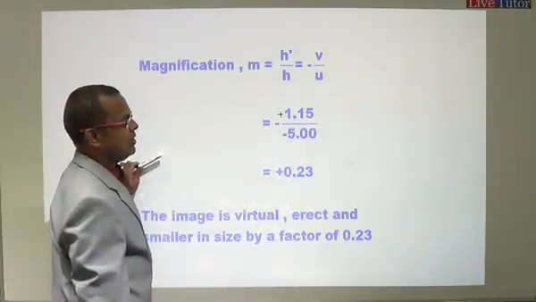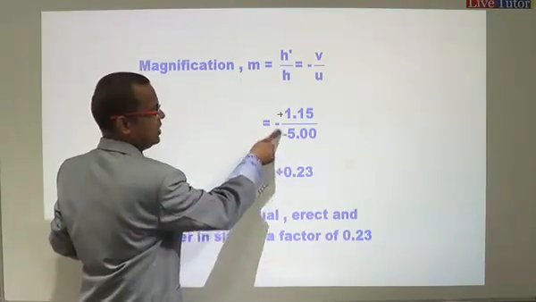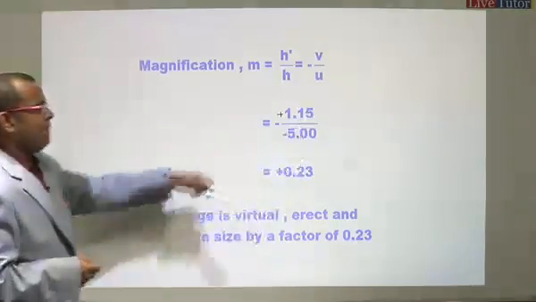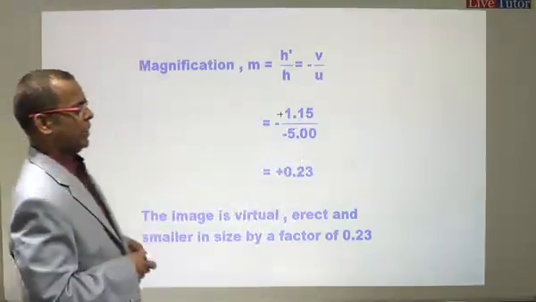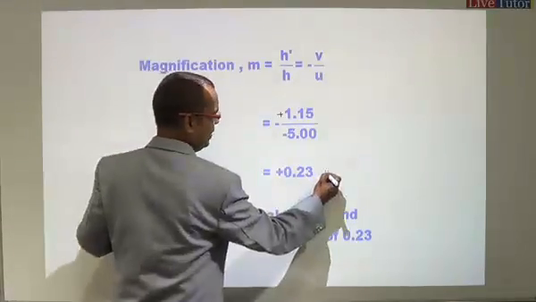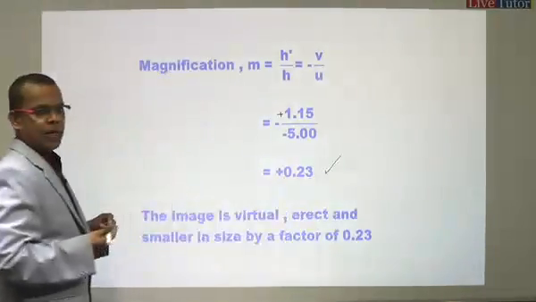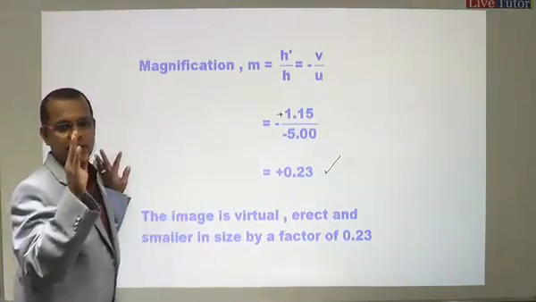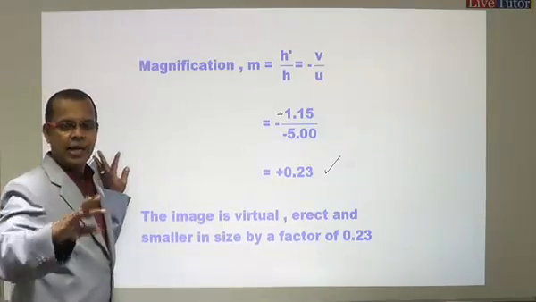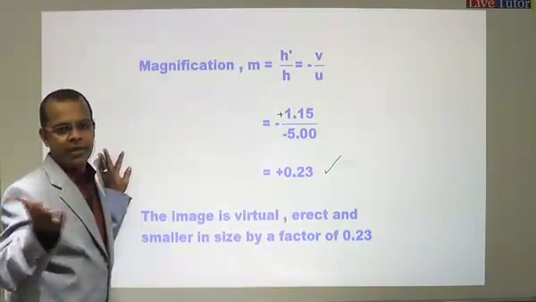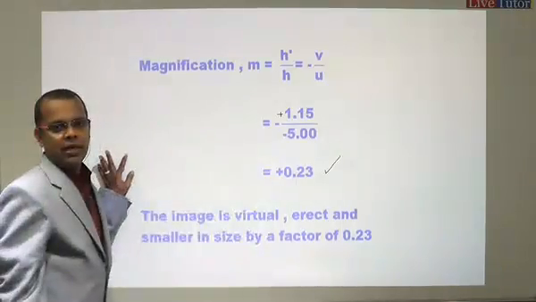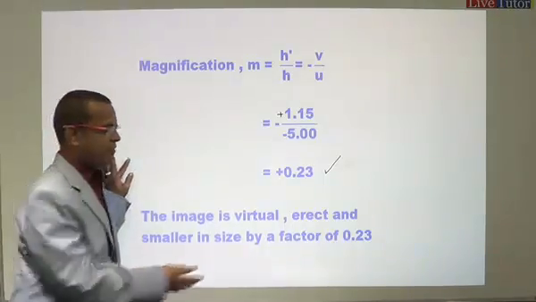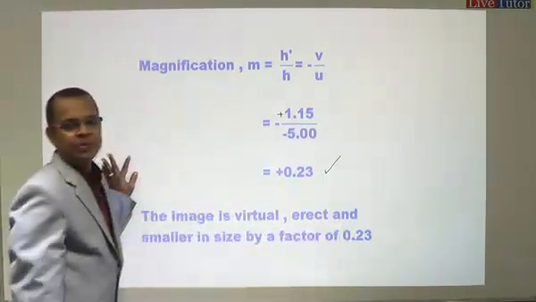So just divide this. By dividing this, what will you get? Already this is minus and this is minus, so it will become plus. And if you divide 1.15 by 5, you will get 0.23. So now we can see that the value is less than 1. If it is 1, the size is the same as the object. If it is greater than 1, it may be magnified. Since it is less than 1, the image is diminished. It is smaller in size by a factor of 0.23.